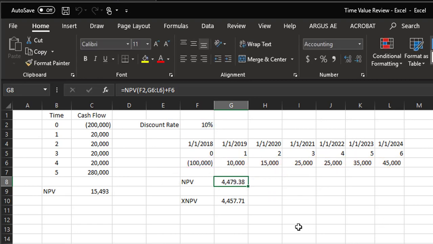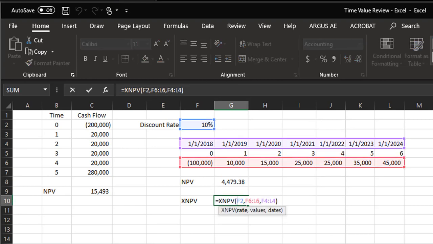With the XNPV function, like the XIRR function, I'm going to highlight the values and then the dates. The first thing is the discount rate, so that's going to be 10%. Then I highlight all of the values, even the time period 0 value, and then I'm going to highlight the dates. So again, this is a little bit simpler of a function to use because you don't have to remember which one is time period 0, which one do I exclude from the NPV function. You just throw everything into the kitchen sink. So it's an easier function to use.